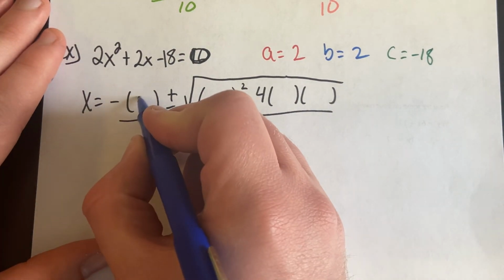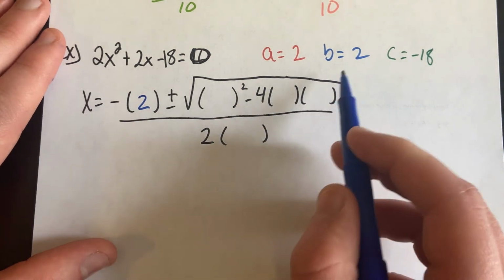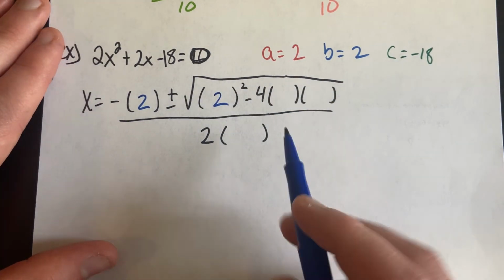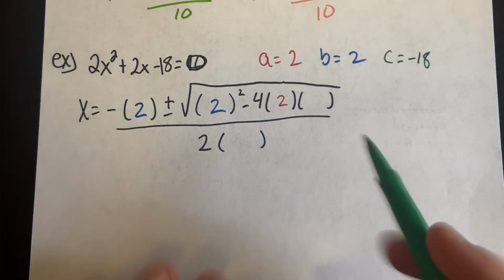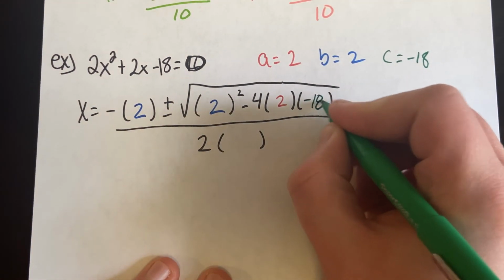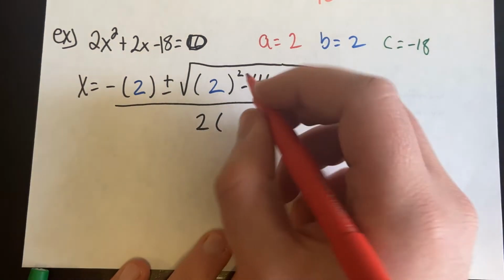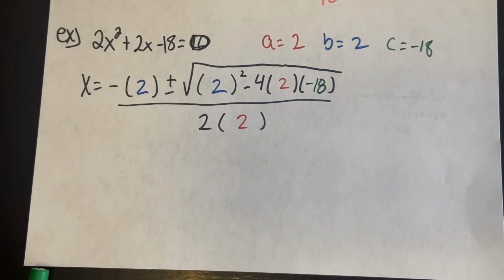So this is negative B plus or minus the square root of B squared, which is 2, minus 4 times A times C. Okay, so it's just kind of a plug and chug here. So now that I've got my A, B, and C values inserted into my quadratic formula, we are just going to simplify it like we have been doing for the past couple of days.